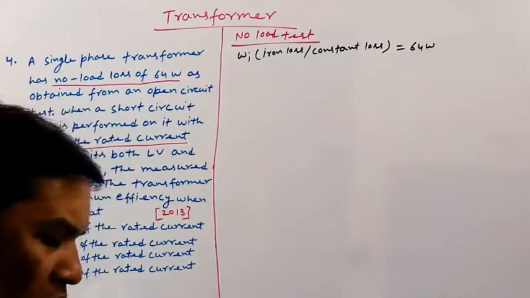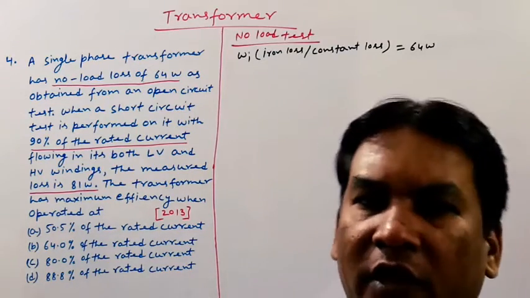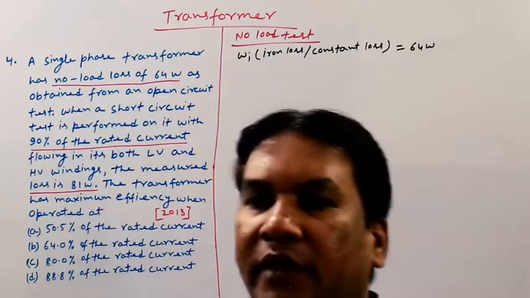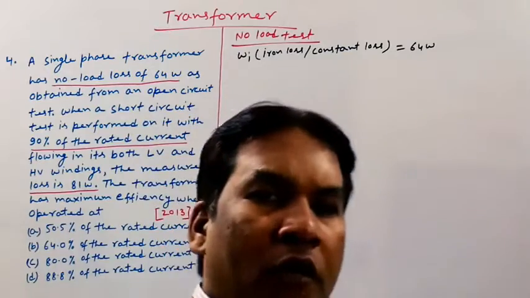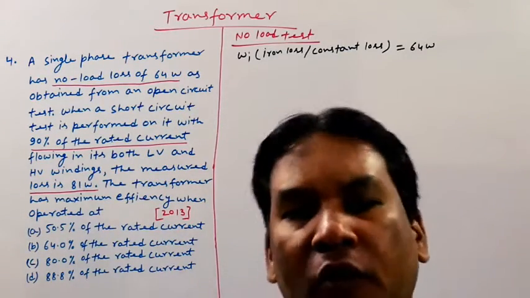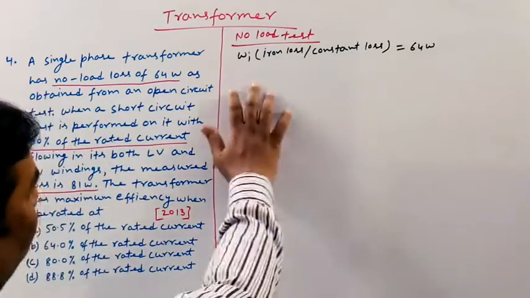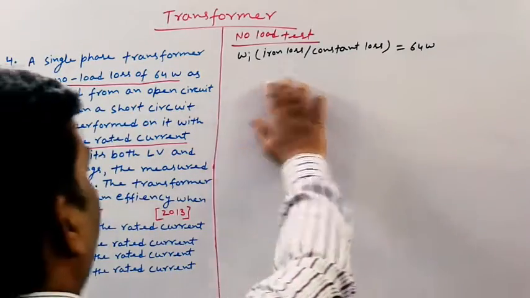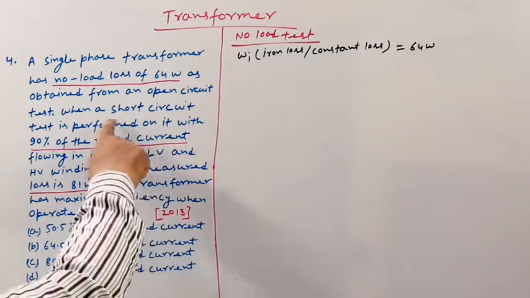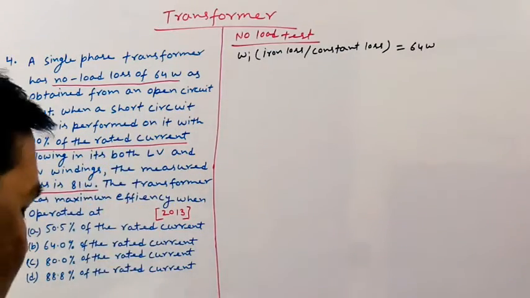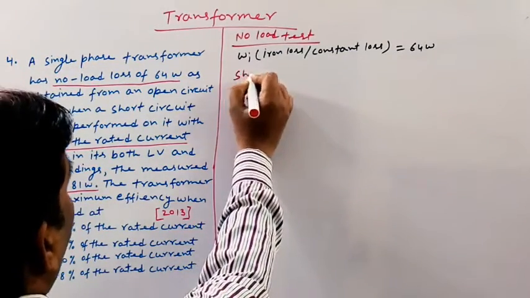Why is it called constant loss? Because it remains constant for a given voltage supply. For the rated voltage supply, it always remains constant. It doesn't depend upon load. Whatever load we are taking, it will always be constant. It will only change when the supply voltage is changed. That's why it is called constant loss. So now iron loss is given as 64 watt. Another test is given, short circuit test at 90% of the rated load. So the next thing is the short circuit test.